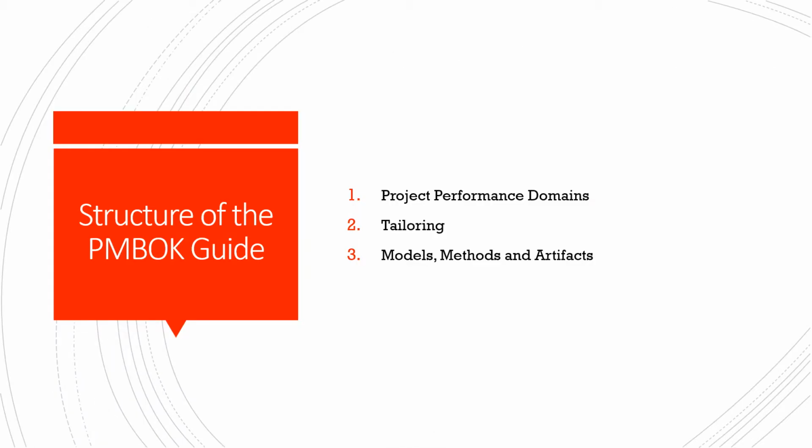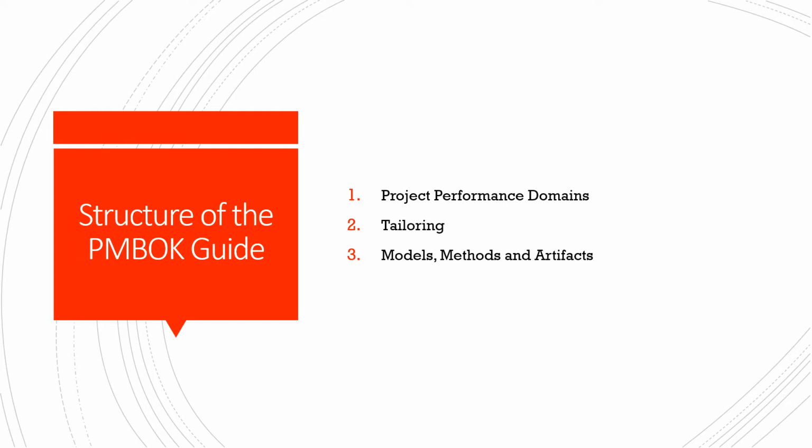The structure of the PMBOK guide 7th edition has three sections. The first section talks about the project performance domains. It talks about the areas of focus for a project manager or project lead who runs the project.